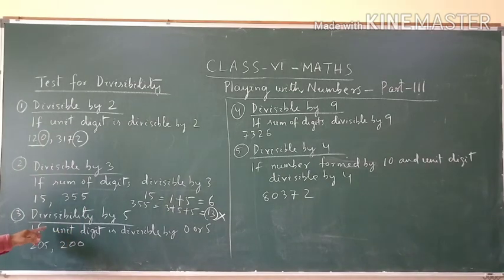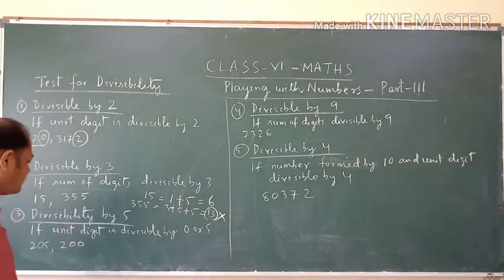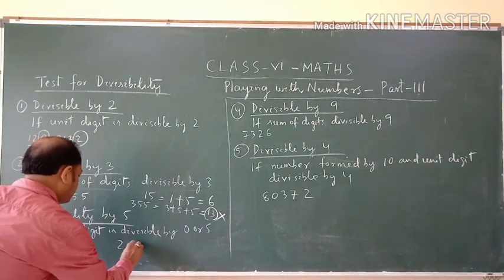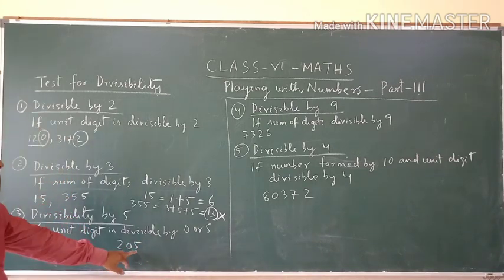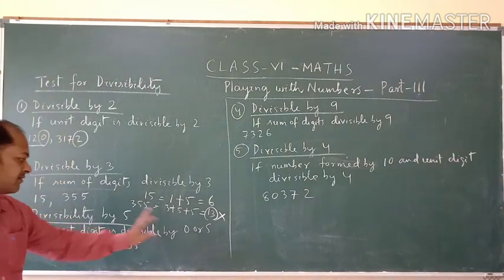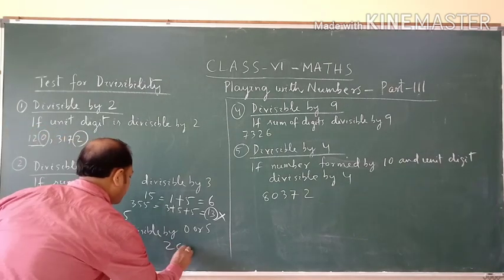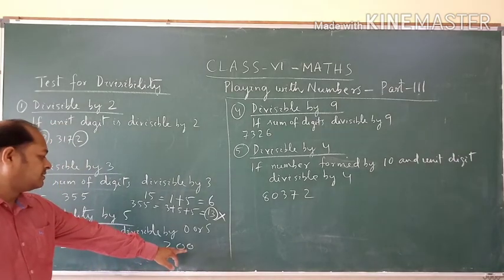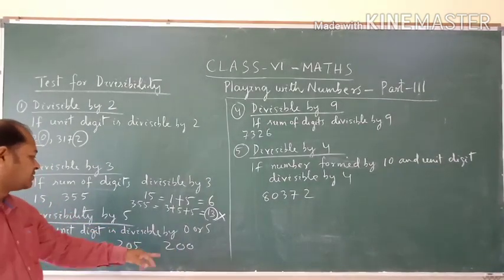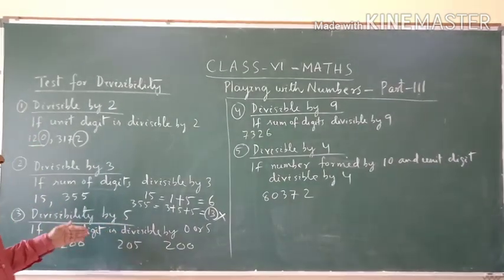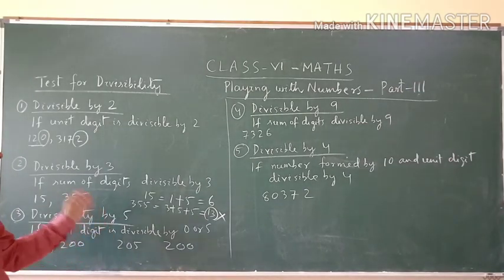Now let's take the next rule, divisibility by 5. How do you know that a number is divisible by 5? Let's take the number 205. The rule is that the unit digit must be 0 or 5. In 205, the unit digit is 5, which is divisible by 5. And in the number 200, the digit 0 is in the unit place, so 0 is also divisible by 5. So these are numbers divisible by 5.